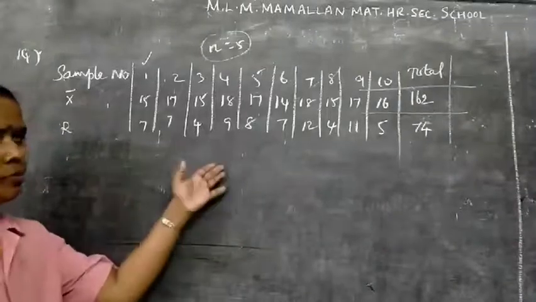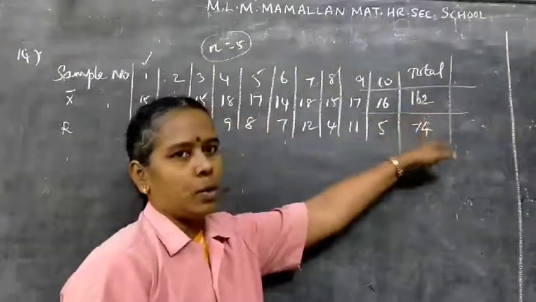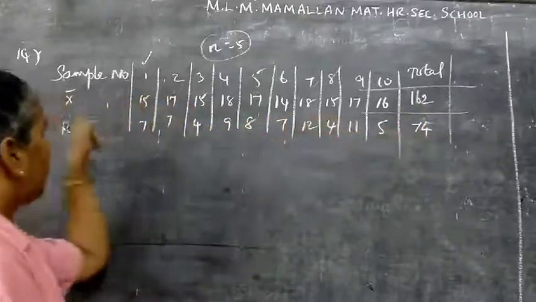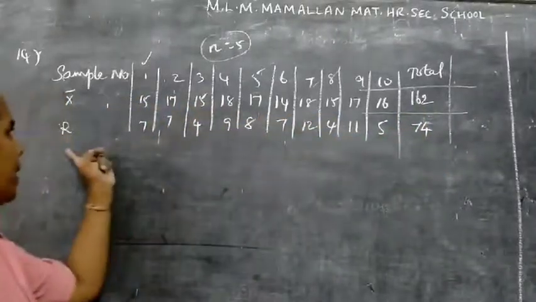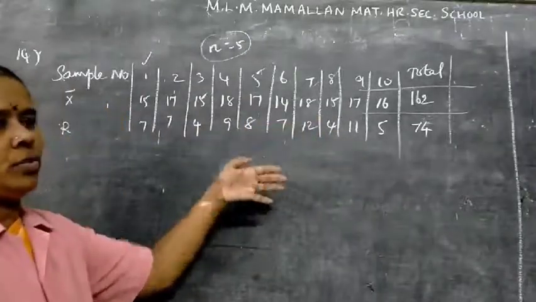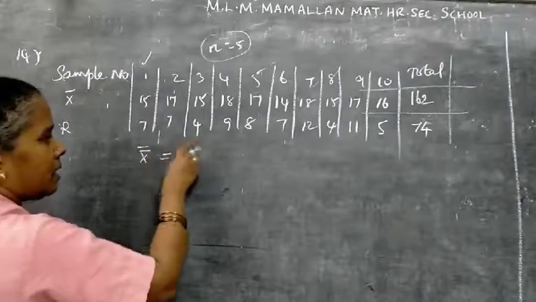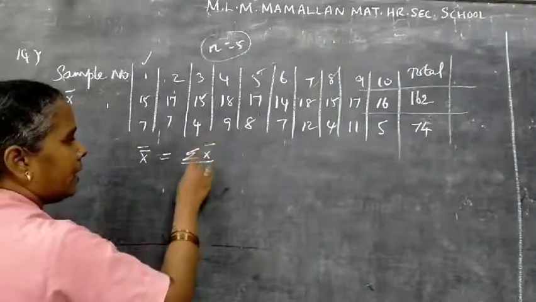Then whenever you get a question like this, you find the total of that particular column and give the heading as total. Find the total of the x bar row and find the total of the range row. Okay, it's enough now. Immediately after this, what is your work? Finding x double bar. What is x double bar? Summation of x bar by n.